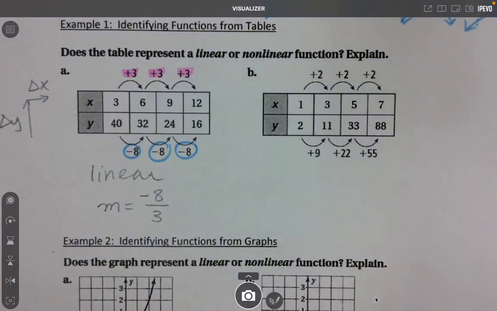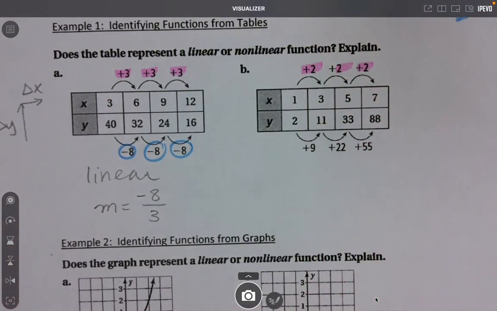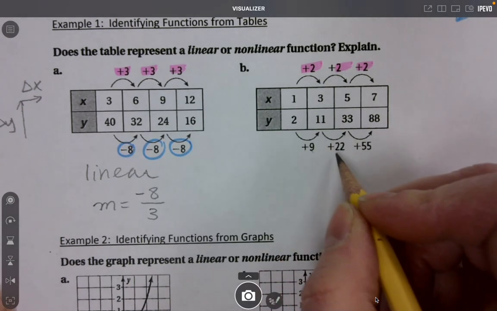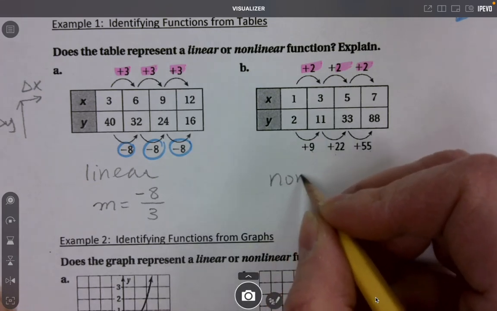On the next one, it looks like we have a pattern with our x's again. Our x's are going up by 2, but let's look at our y's this time. First my y's are jumping by 9, and then 22, and then 55. This is definitely not a constant rate, and so we would say nonlinear.